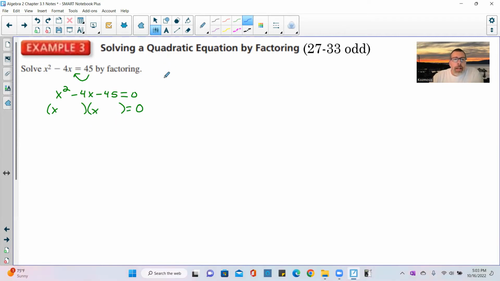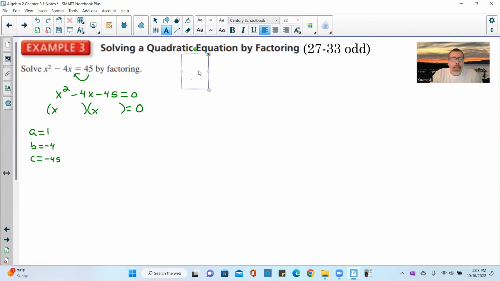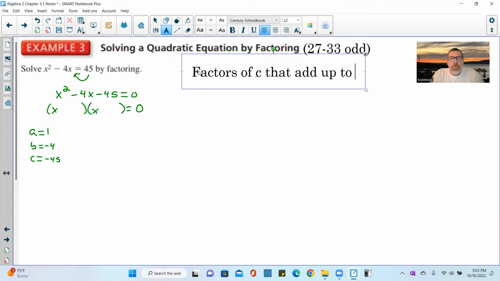Here's what I do. I always have my students say, okay, tell me what A is, tell me what B is, and tell me what C is, because if we're using the quadratic formula, or if we're going to find the axis of symmetry or the vertex or anything, we need to know what these values are. So in this case, A is 1, B is negative 4, and C is negative 45. And I have a little saying that I use, and it goes kind of like this. Factors of C that add up to B.